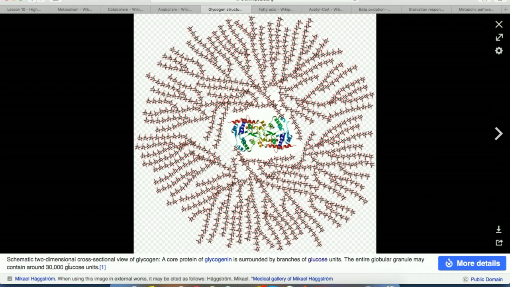Let's see, schematic two-dimensional cross-sectional view of glycogen. A core protein of glycogenin, okay, that's the protein here in the middle, is surrounded by branches of glucose units. The entire globular granule may contain around 30,000 glucose units. Okay, so that's where the glucose is stored. So it's put together into these large granules of glycogen.